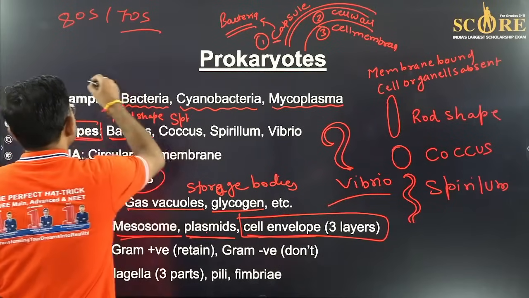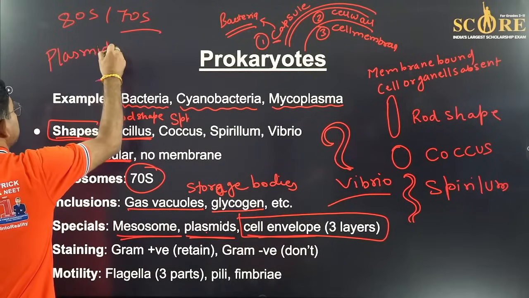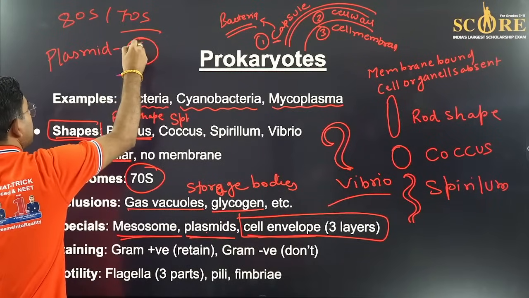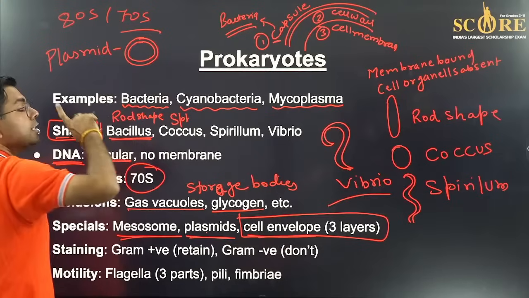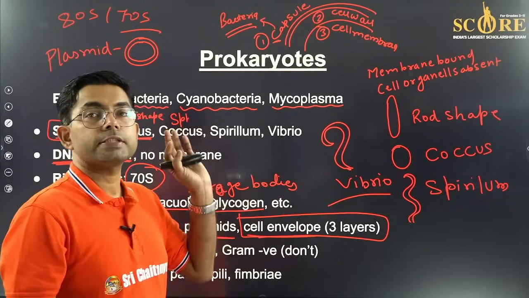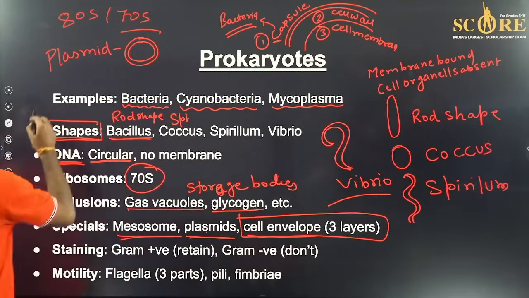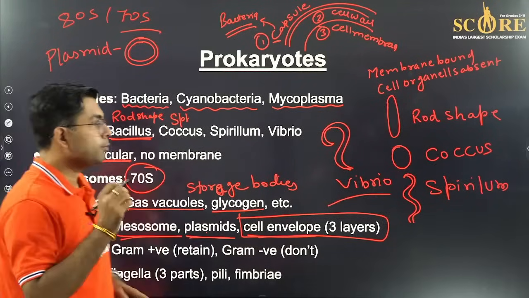Plasmid, so plasmid is circular DNA. Plasmid is the circular DNA which is present in the cytoplasm. It is not a part of nucleoid, it is present in the cytoplasm. Mesosome, it is the infolding of the membrane.